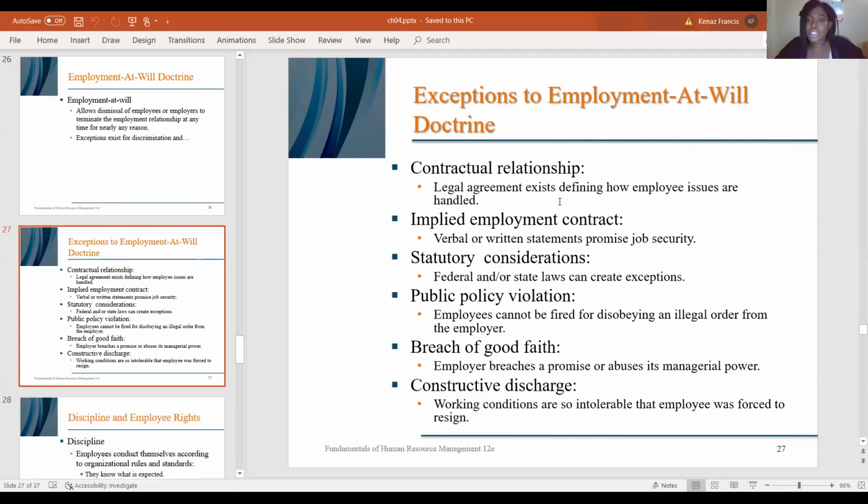Exceptions for employment at will: a contractual relationship, right? If you have a specified contract saying it's for this amount of time, then no. An employment contract, a verbal or written statement that promises job security. You have to be able to prove that. Statutory considerations, state laws, public policy violations, breach of good faith, constructive discharge, right? Those are the exceptions for employment at will. Under those conditions, you can dispute your termination, right?